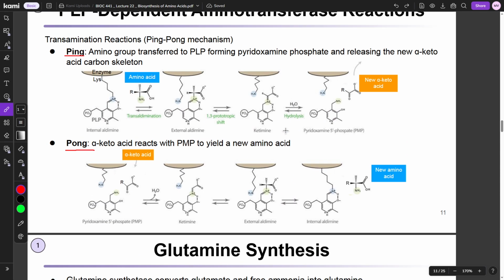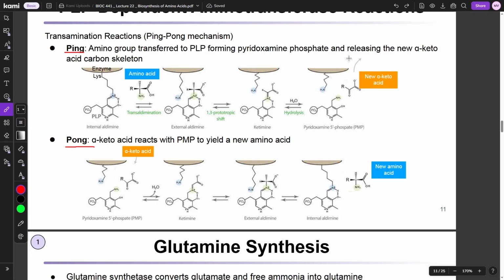So hopefully that makes sense. I guess the ping mechanism is getting the N attached from one amino acid, and then the pong mechanism is grabbing an alpha keto acid and then attaching the N to that alpha keto acid. So remember, ping is for taking the N group of an amino acid, and the pong portion is taking an alpha keto acid and attaching that N that you just grabbed off of that amino acid.